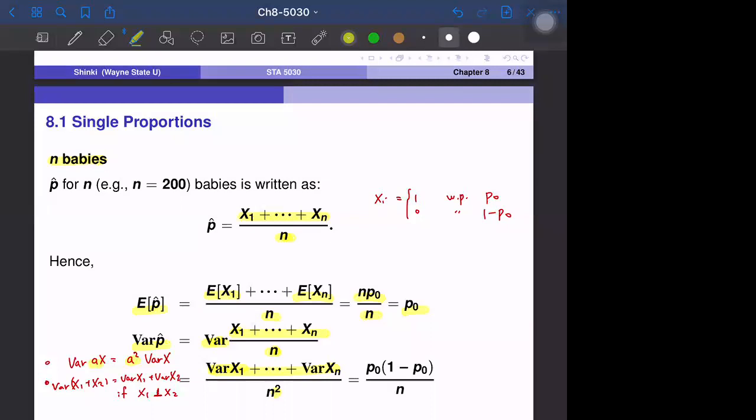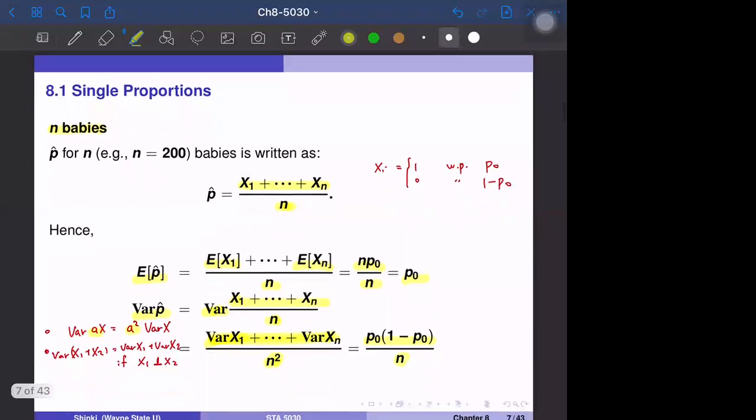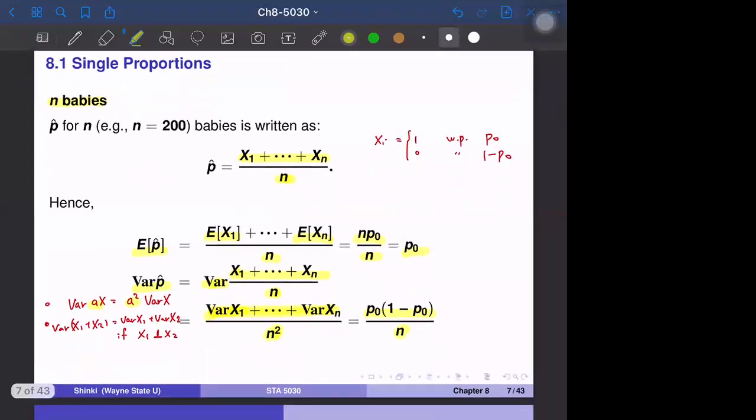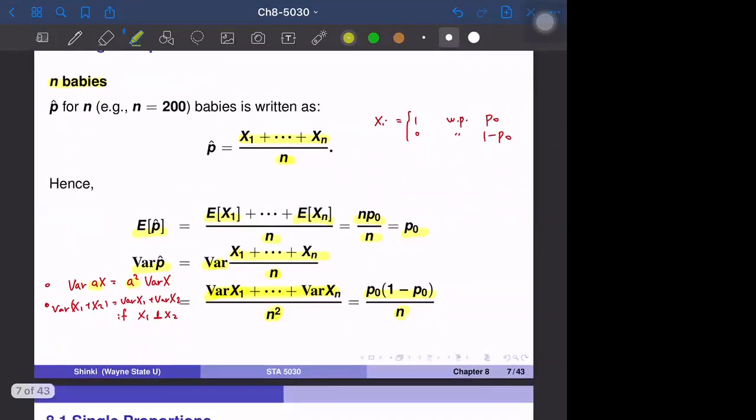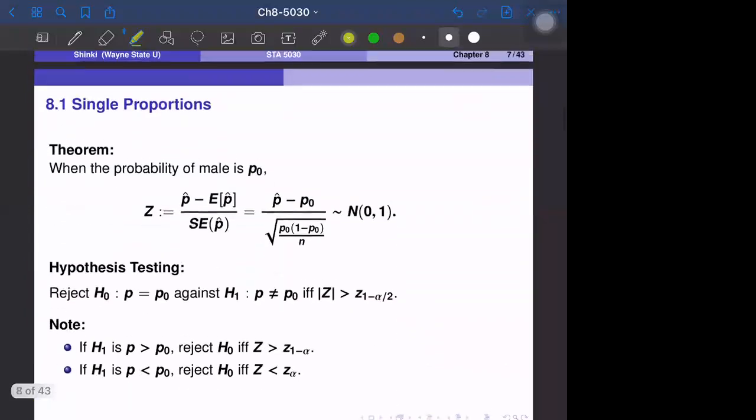Each term is p naught times 1 minus p naught, as seen in the previous page, over n squared. But we have n terms, so n squared becomes n. So the variance is p naught times 1 minus p naught over n. Using these two properties and the fact that p hat is approximately normal, we can do testing.